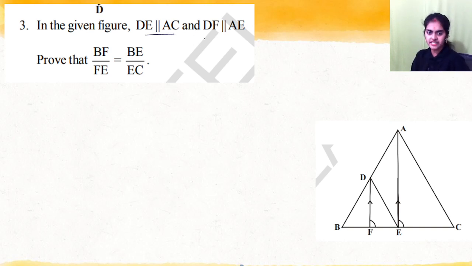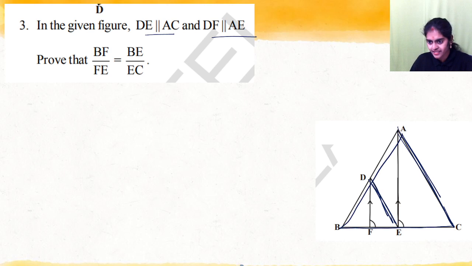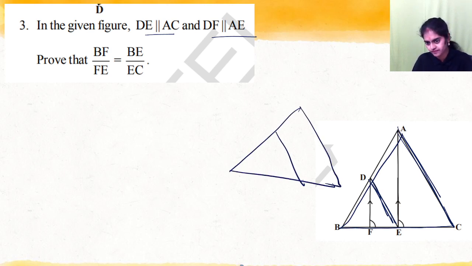See the third question: DE is parallel to AC, DF is parallel to AE. So where is DE? See here, DE is here, it is parallel to AC. So which triangle can I consider? With AC, I should take the total triangle. So I have DE parallel to AC, so the total triangle I need to consider. These two are parallel. So using BPT, what can I write?